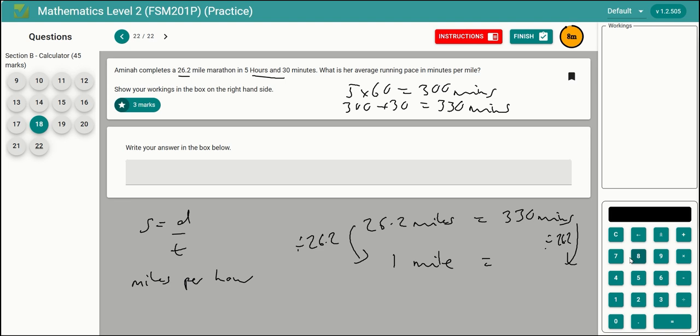Right, let's give this a go on the calculator. So this is all we need to do. 330 divided by 26.2. So it's just quite a simple calculation once you've worked out what the calculation is, really. So there we go. So that comes to 12.595 minutes per mile. Let's just call that 12.60 minutes per mile. And I'll just make a note that that is 2 decimal places. There we go, and that is the end of this exam.